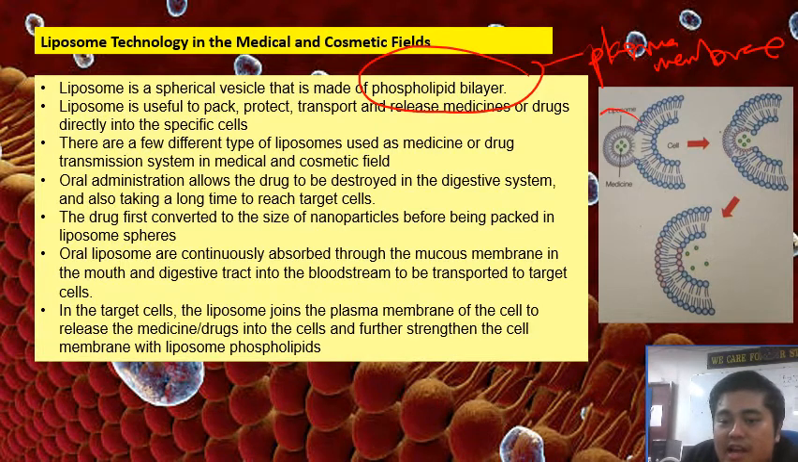So dengan kata lain, dia akan masuk dalam bentuk spherical macam ni. So apa akan berlaku? Dia akan melekat dan bergabung dengan kita punya plasma membrane kita sendiri supaya apa? Supaya dia boleh melepaskan dia punya dadah ataupun ubatan tu ke dalam target sel kita.